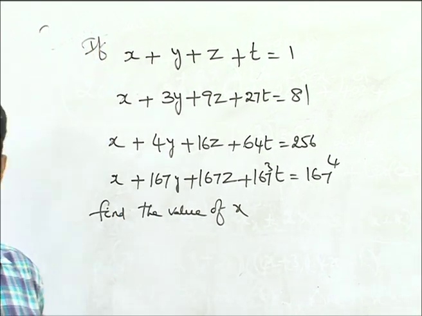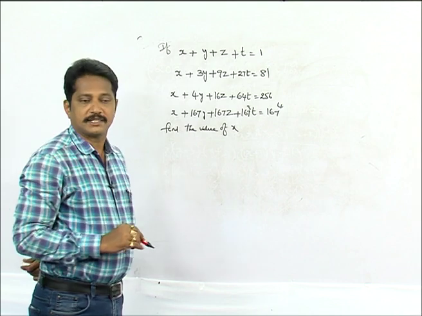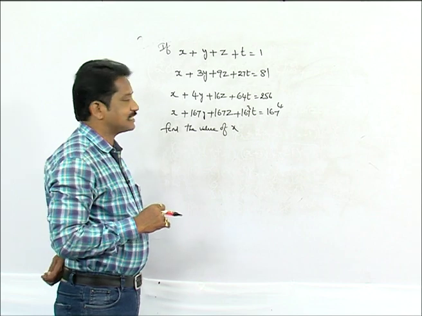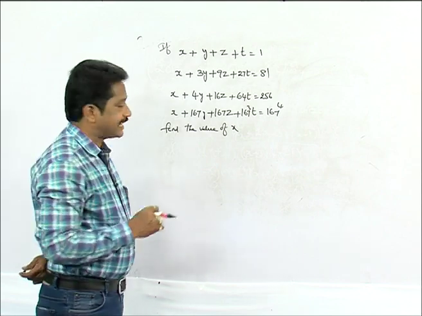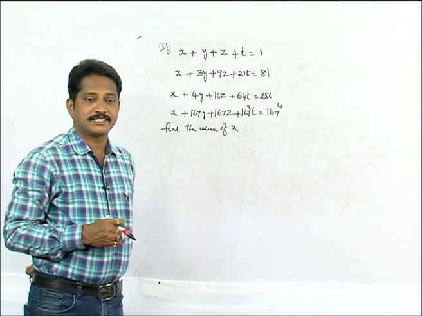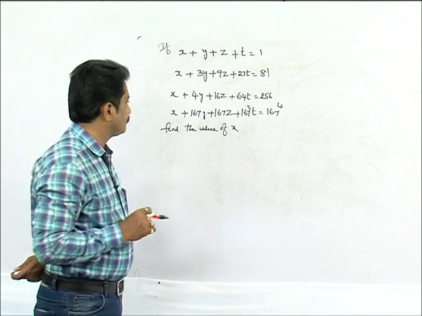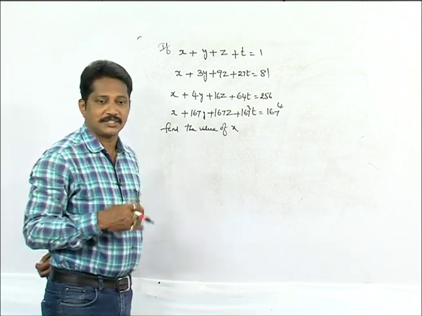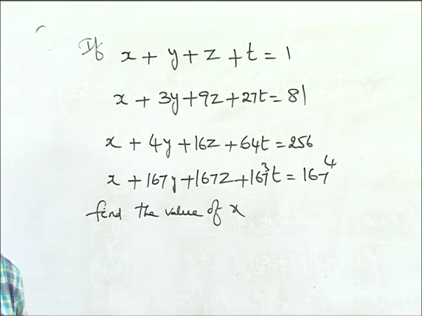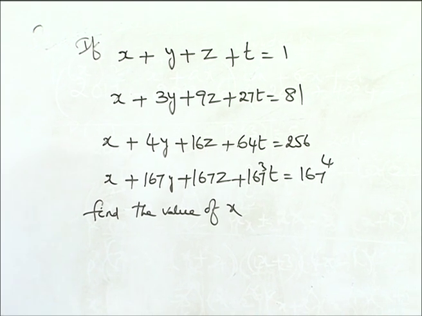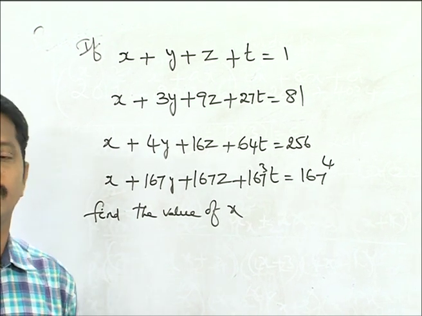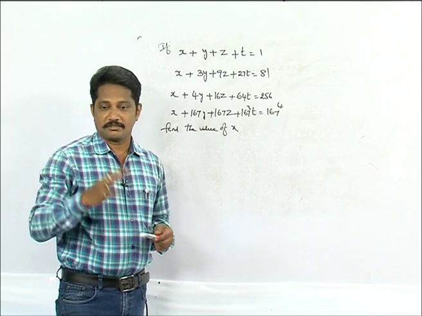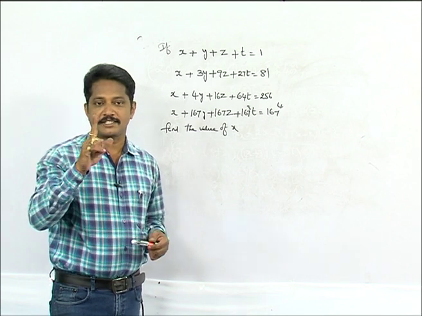This is the question. If x plus y plus z plus t is equal to 1, x plus 3y plus 9z plus 27t equal to 81, x plus 4y plus 16z plus 64t equal to 256, x plus 167y plus 167 square z plus 167 cube t equal to 167 to the power of 4, then find the value of x. Okay. The question is lengthy, big, correct? So, mostly you are expecting so many steps will come, but it is only a one step answer.